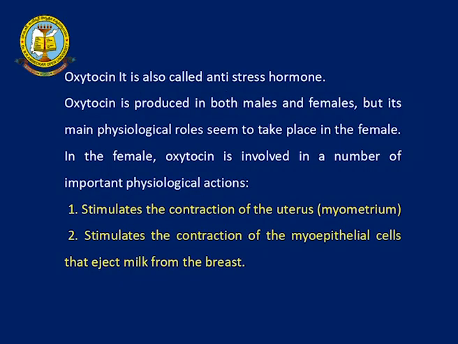Now, oxytocin is called an anti-stress hormone. Oxytocin is produced in both male and female, but its main physiological role takes place in the female only. In the female, oxytocin is involved in a number of important physiological actions: it stimulates the contraction of the uterus and the contraction of the myoepithelial cells that eject milk from the breast.